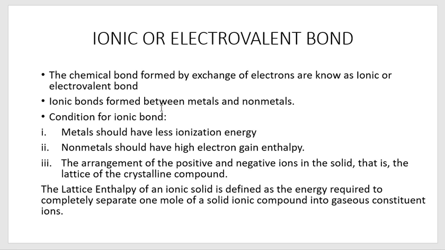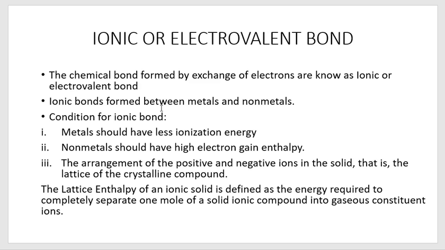And non-metals should have high electron gain enthalpy. As we know, high electron gain enthalpy is the characteristic of non-metallic nature. So the more negative the electron gain enthalpy should be in non-metals for the formation of a strong ionic bond. And the third important thing is the arrangement of positive and negative ions in the solid. Remember, compounds consisting of ionic or electrovalent bonds are termed ionic compounds or electrovalent compounds, and they are generally solid in nature.